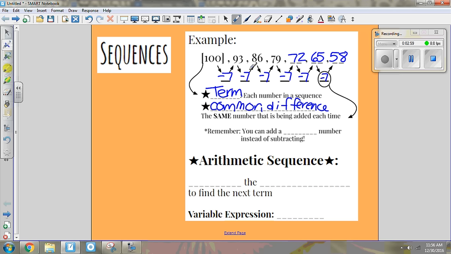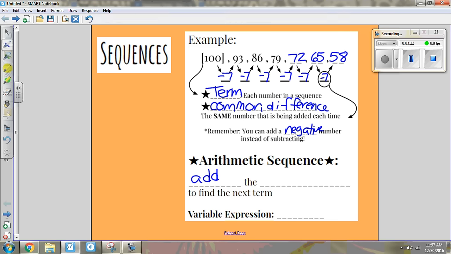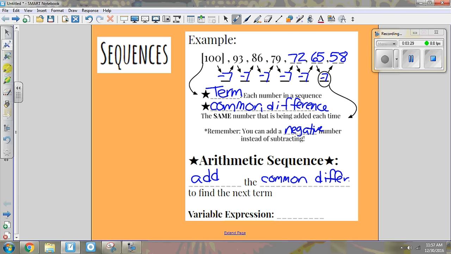Now, I kept talking about subtracting 7, subtracting 7. That's easier for me to think about in my mind. However, remember, we can add a negative number instead of subtracting. So here, even though I said minus 7, that's the same thing as adding a negative 7 each time. So this is an example of an arithmetic sequence. That's where we add the common difference to find the next term.